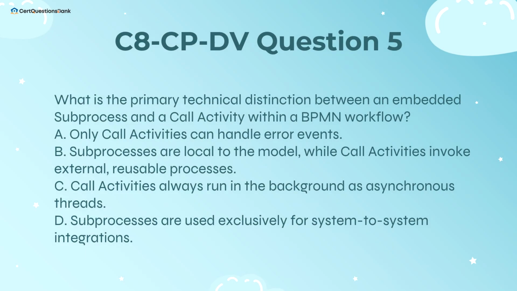What is the primary technical distinction between an embedded subprocess and a call activity within a BPMN workflow? A. Only call activities can handle error events. B. Subprocesses are local to the model, while call activities invoke external, reusable processes. C. Call activities always run in the background as asynchronous threads. D. Subprocesses are used exclusively for system-to-system integrations.